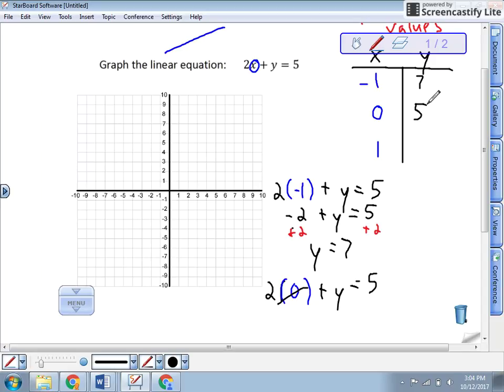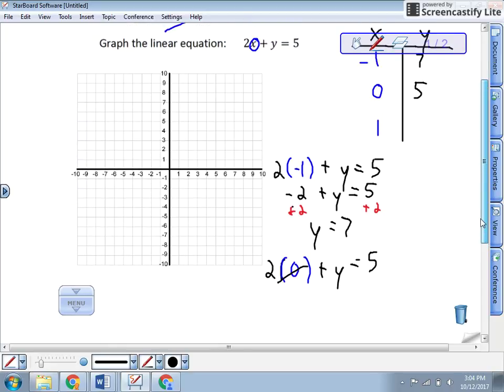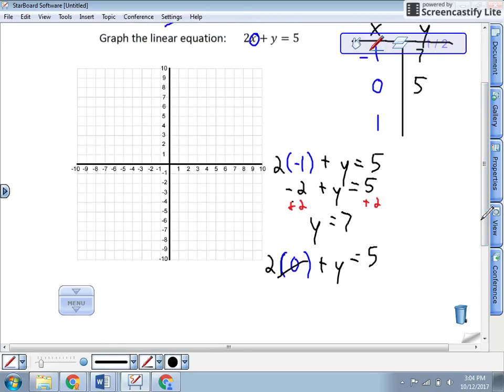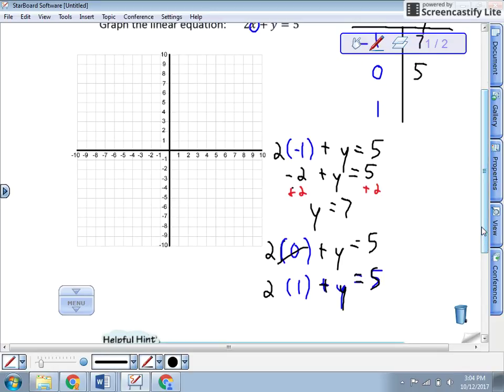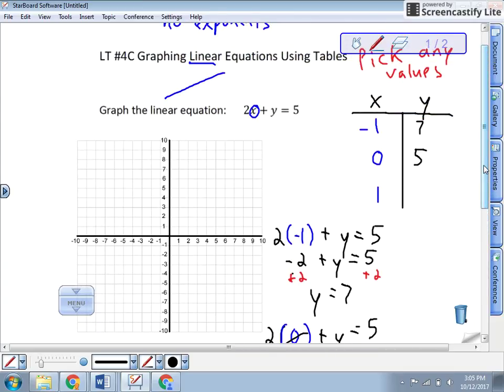And then finally we'll do the 1. 2 times 1, plus y equals 5. 2 times 1 is 2, plus y equals 5. And I think you guys know I'm going to subtract 2. So y equals 5 minus 2, which is 3. So my third point is going to be 1, 3.